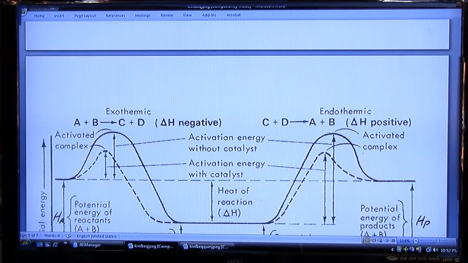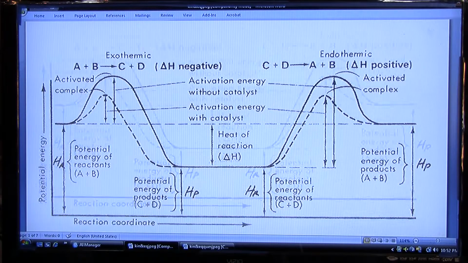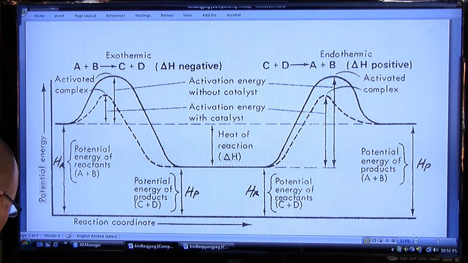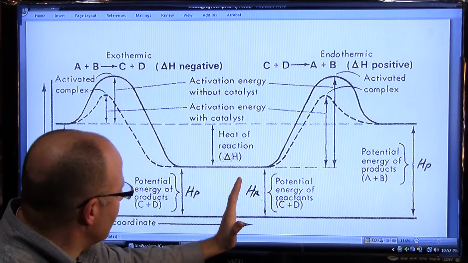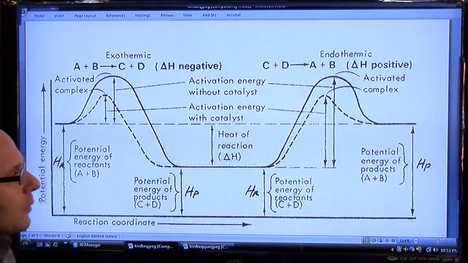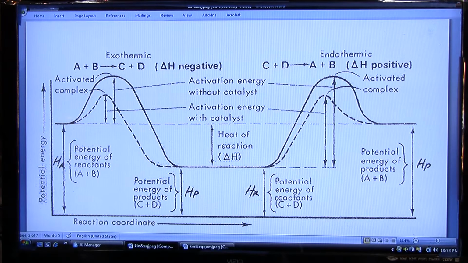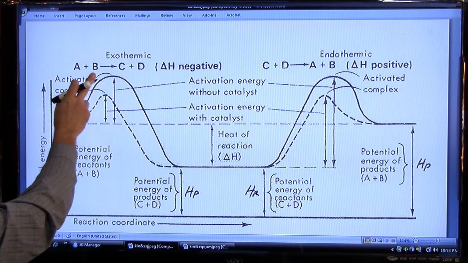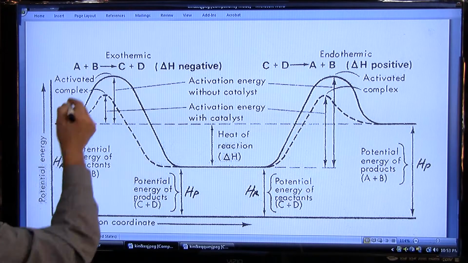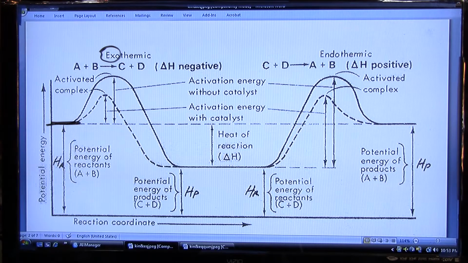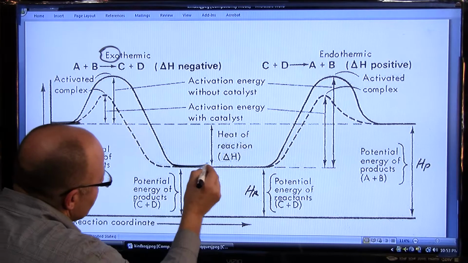And you're probably familiar with these. At first, this looks like too much information, so let's divide it into two parts. This half here pertains to an exothermic reaction, and the right half pertains to an endothermic reaction. And so the first thing we want to note is, if A and B are the reactants and they produce C and D, the products, in an exothermic reaction, the reactants will contain more energy than the products.